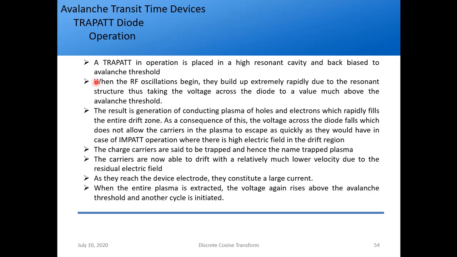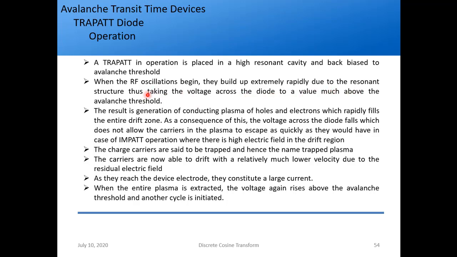But it is placed in a resonant cavity. So obviously the cavity will resonate at a particular frequency. We have seen resonators, right? So that frequency is generated, so we are getting an AC signal, and we want to sustain that AC signal. That is where the TRAPATT diode will be used. When the RF oscillations begin due to this resonance in the cavity, they build up extremely rapidly due to the resonance structure, thus taking the voltage across the diode to a value much above the avalanche threshold. How this is done, we have already seen in the impact diode.